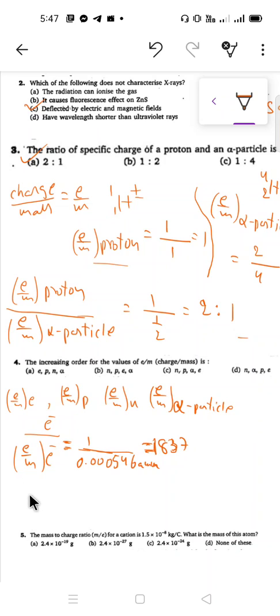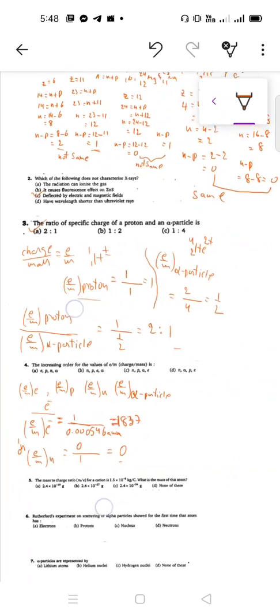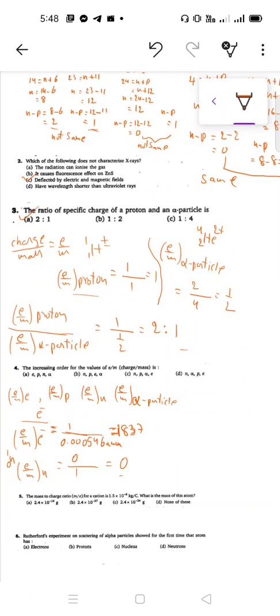Next, E by M value for neutron. What is a neutron? Neutron is like this. Charge of neutron is 0, divided by mass 1. So something is like this. Which value is greater value?